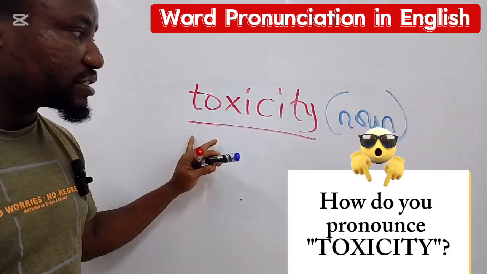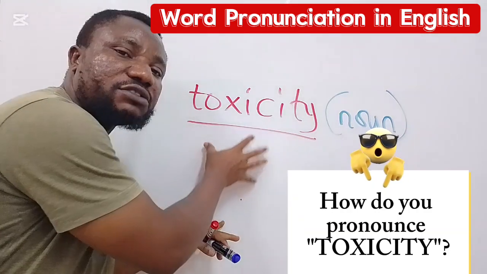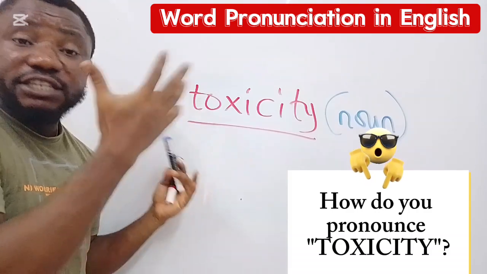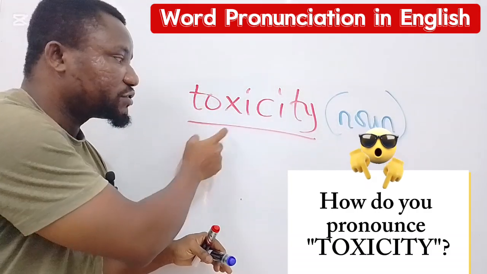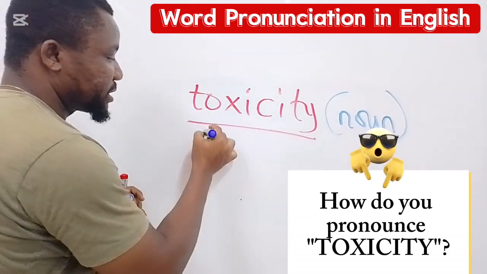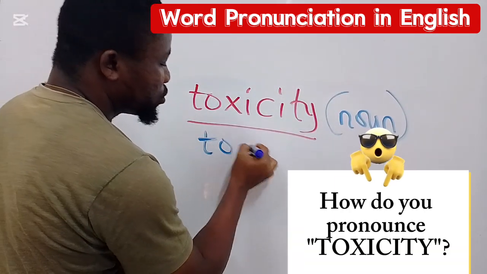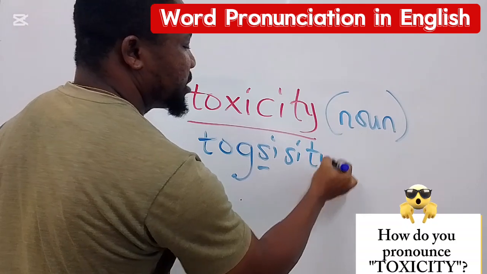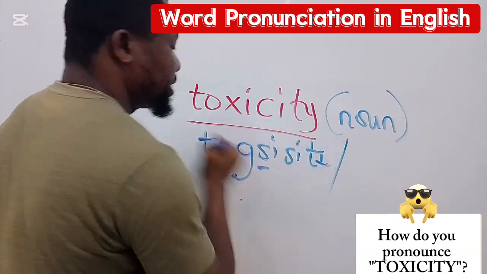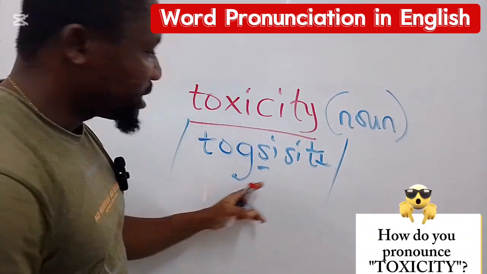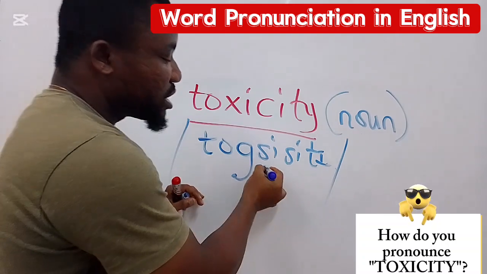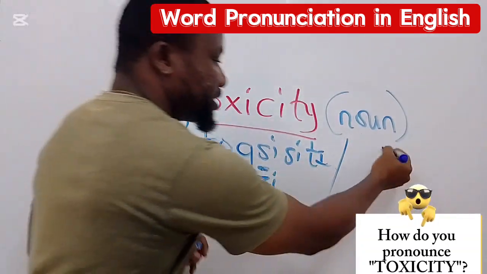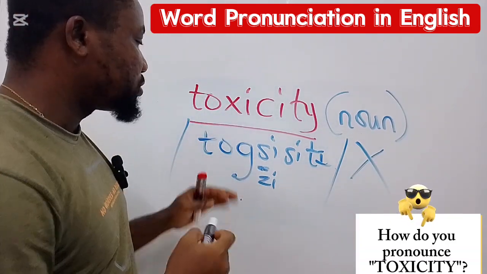So let's move on to the pronunciation of the word. How do you pronounce this word? Many times, I've heard people pronounce this word as "toxisity". Some people say Z here. Some pronounce Z in this place, as in Z, right? This is a wrong way of pronouncing this word.